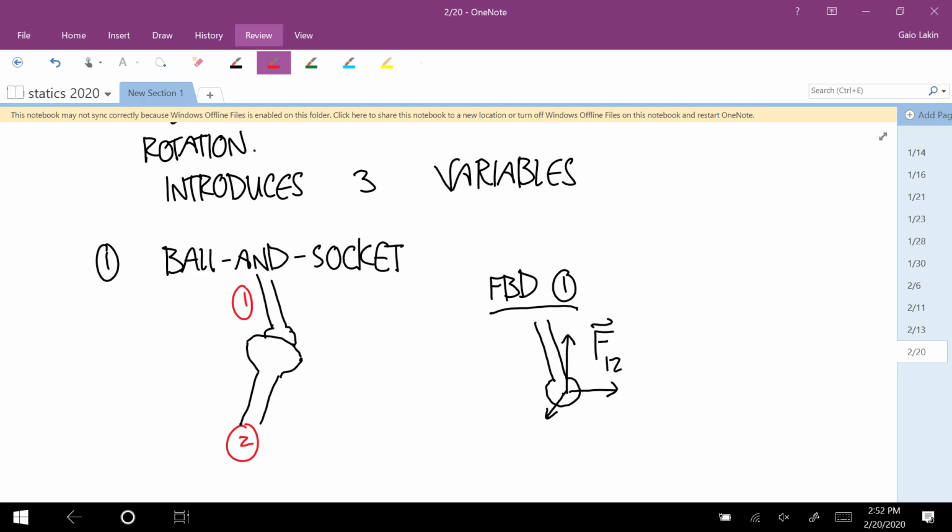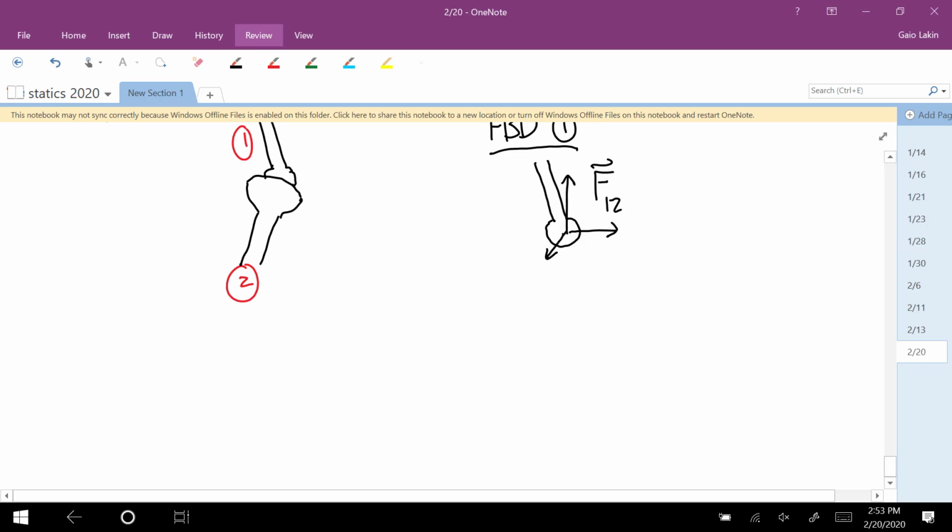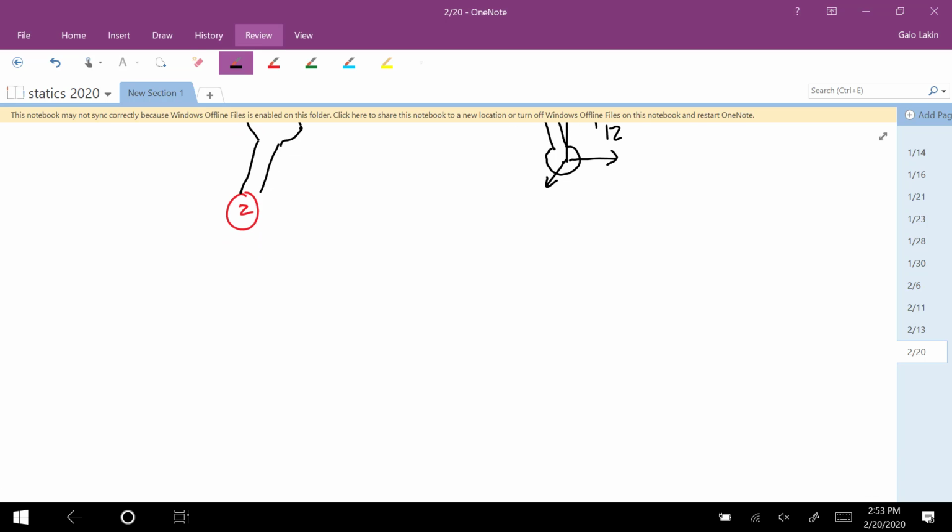This is pretty much how hip joints and shoulder joints work. Okay. Now here is the trickiest one to deal with. Joint category 4.